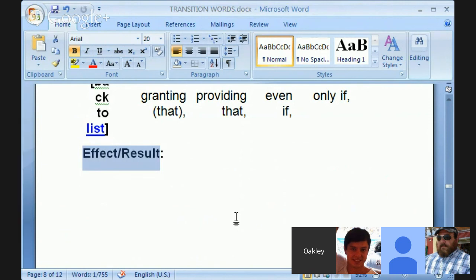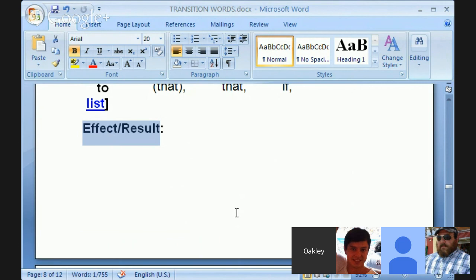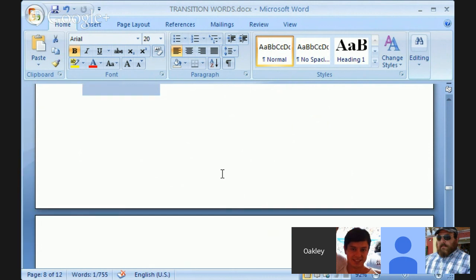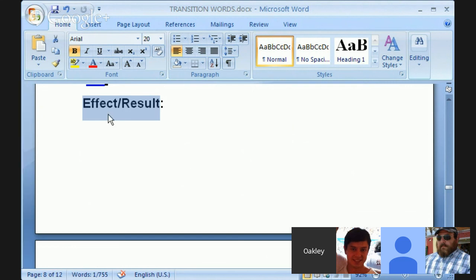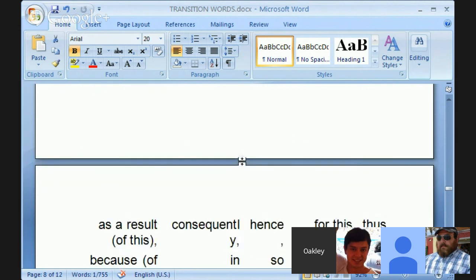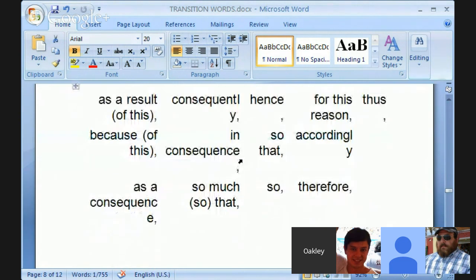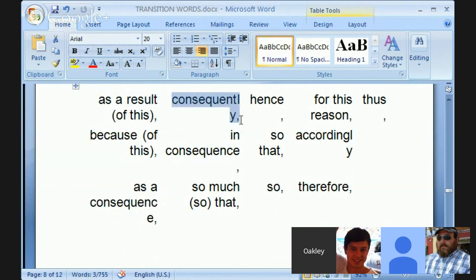We've only got a minute left. Can anybody think of others that we use to show the result or the effect of something? As a result. Oh, as a result. That's right. Alejandra, can you think of a way that we introduce a result or an effect? Consequently, as a result. As a result. Okay, very good. Consequently.